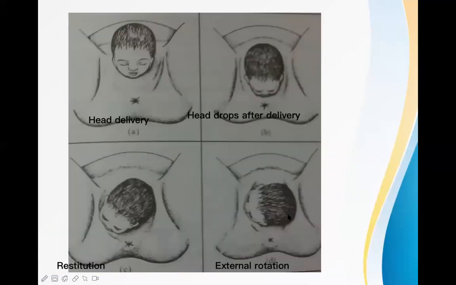This picture you have already seen before, if you remember. These are the different steps of the delivery of the head. See this? The head has come out. Head drops after delivery. This is restitution. This is external rotation, and this external rotation is very important for shoulder delivery to occur, because the shoulders are also rotating inside. And in this phase, the anterior shoulder is beyond the symphysis pubis, and the posterior shoulder is downwards.